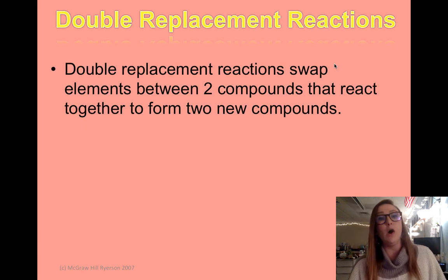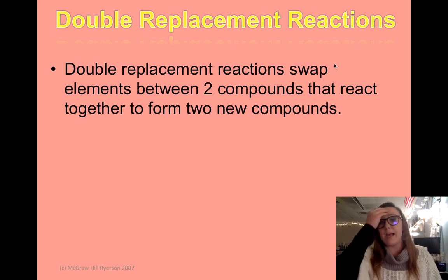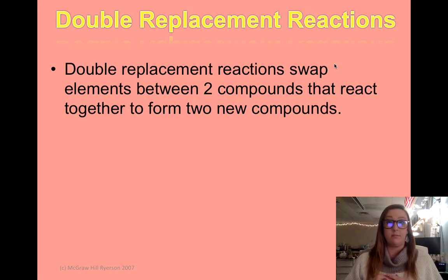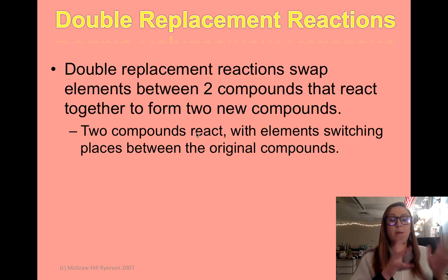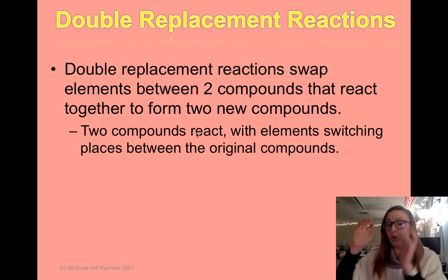Let's take some notes. Double replacement reactions swap elements between two compounds that react together. So I have two compounds that react. I don't have a single element and a compound, I have two compounds, okay? And each compound has different elements in it. What's going to happen is the elements are going to rearrange and switch around. So whatever compounds I started with at the beginning are going to be completely different at the end.